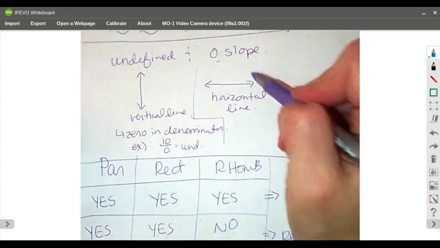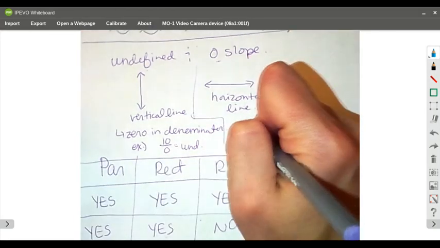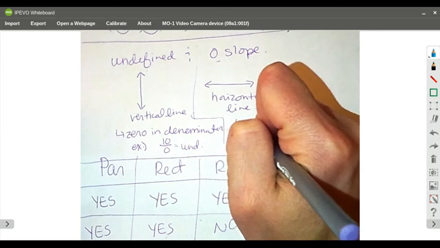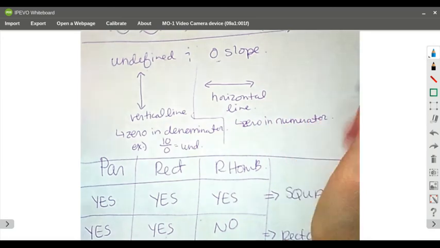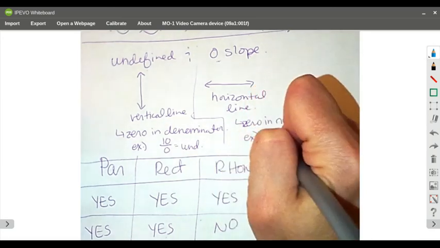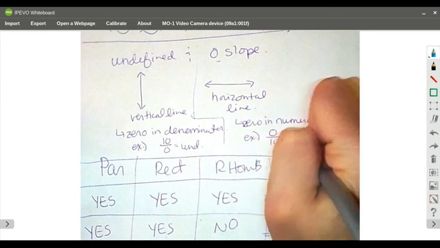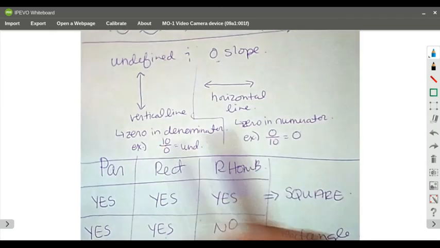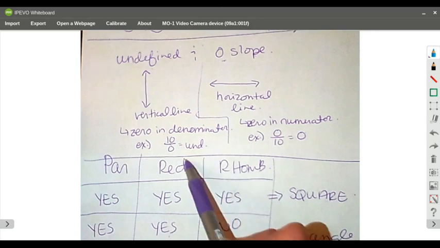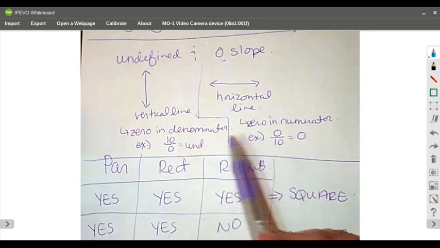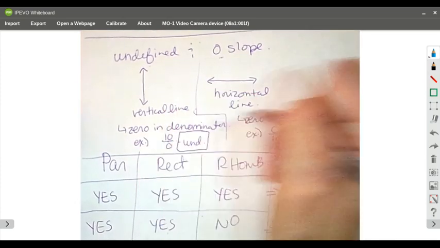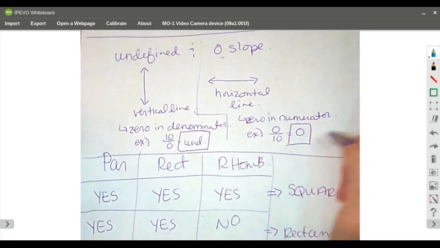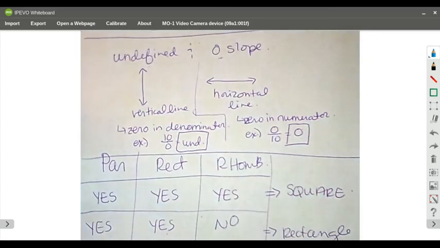So that's undefined. A slope that's 0 has a 0 in the numerator. Why do I keep forgetting the Z? 0 in numerator. Okay, so an example for that would be like 0 over 10. That'd be 0. So even though 10 over 0 and 0 over 10 are technically not negative reciprocals of each other because they're both positive, they would still be considered perpendicular. Because anytime you have a slope that's undefined and anytime you have one that's 0, they're automatically perpendicular because every vertical line and every horizontal line are always going to be perpendicular.